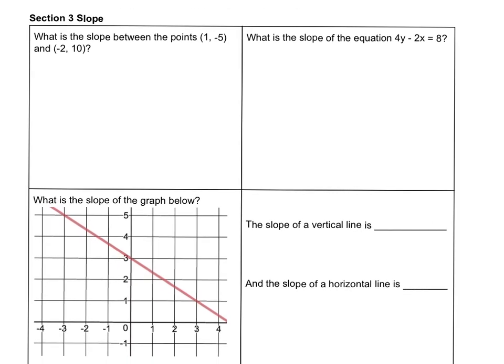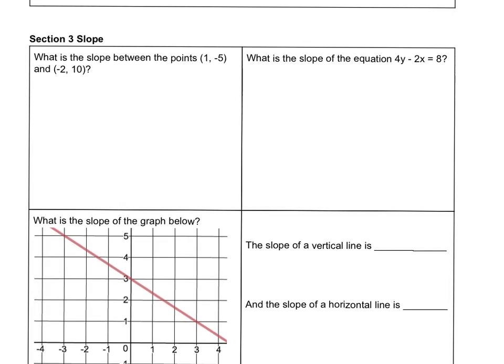In section 3, we took a look at slope. So just remember, slope between 2 points is y2 minus y1 over x2 minus x1. So we want to find the slope between the points 1, negative 5 and negative 2, 10. So I'm going to label 1, negative 5 as x1, y1 and negative 2, 10 as x2, y2.